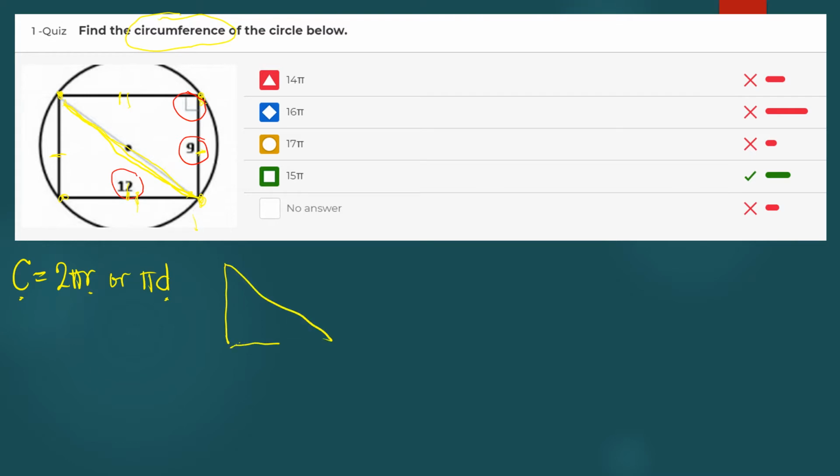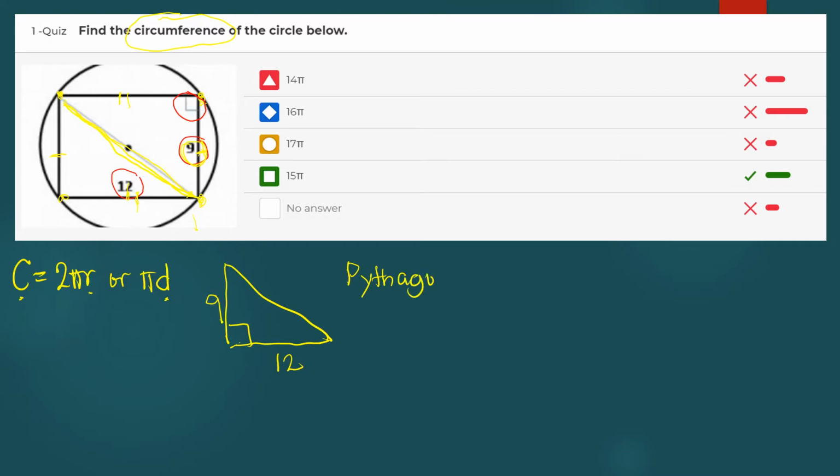Okay, so like this. The length here is 12. If this is 9, we can also say that this is also 9. And we have here a right angle. So if we have a right triangle and we're going to find the length of the sides, what are we going to use? That will be the Pythagorean Theorem.